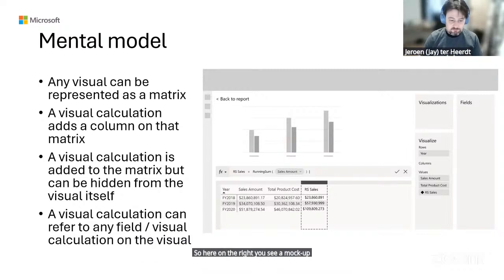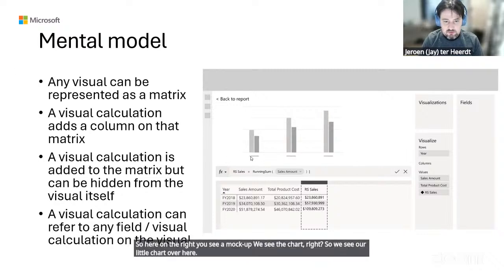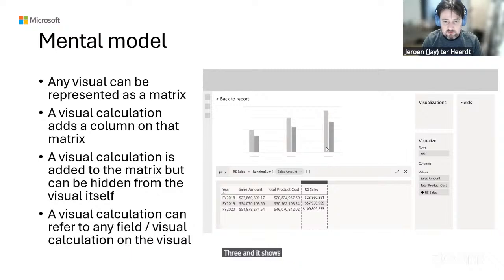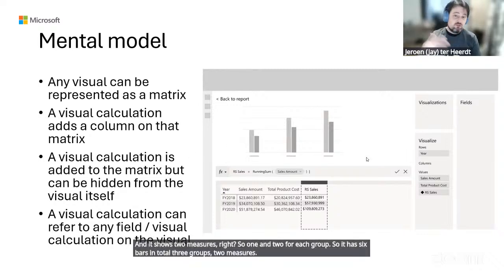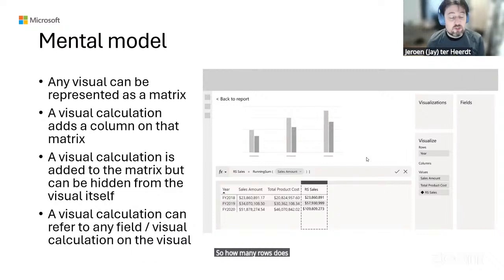We see a chart, right? So we see our little chart over here. You see that it shows 3 groups, 1, 2, 3, and it shows 2 measures, right? So 1 and 2 for each group. So it has 6 bars in total, 3 groups, 2 measures. So how many rows does Power BI need? What's the data structure that Power BI needs to paint this visual onto your screen?